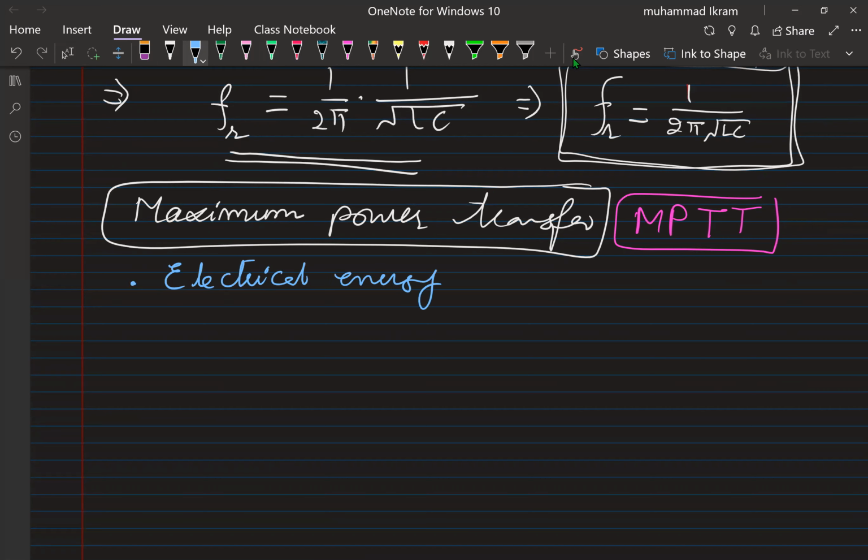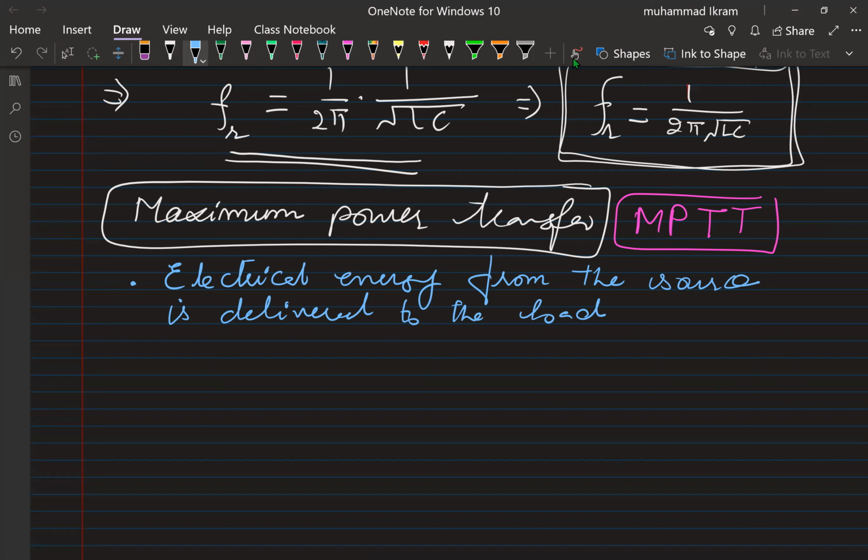The maximum electrical energy from the source or from the supply is delivered. Our main point is to deliver it to the load resistance, where it is converted into useful work done.